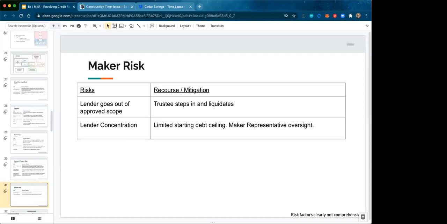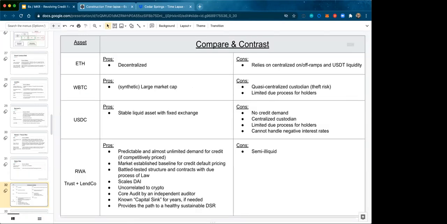Now, the Maker risks involved in this really are what happens if the lender decides to go out of scope. And this is where a Maker representative's engagement with the community and causing the executive vote to liquidate, the trustee steps in and liquidates the entire project. The real issue I think we're going to find in 6 months is just raw concentration between a large amount of DAI going into very few entities until there is a portfolio, a cohort of 5 or 10 other equivalent LendCos out there that have substantial amounts of DAI to get people comfortable. Very similar to the stablecoin issue we have today with USDC.